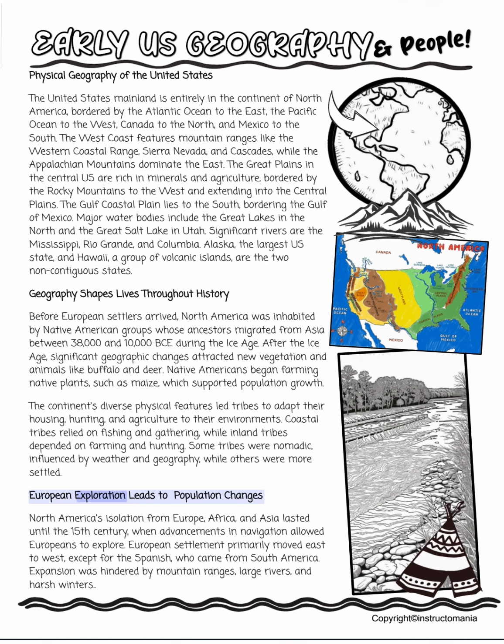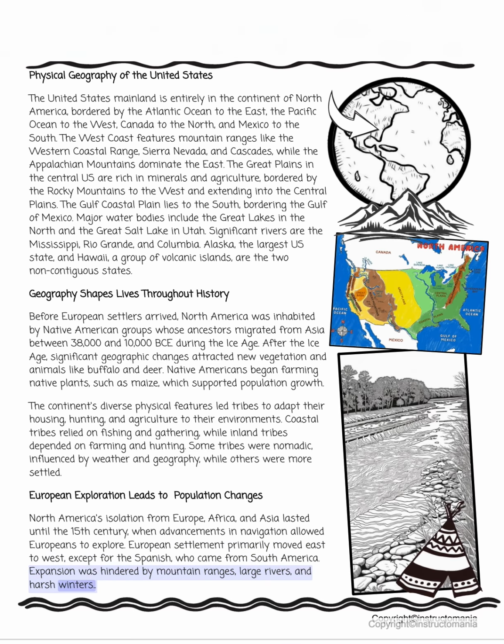European exploration leads to population changes. North America's isolation from Europe, Africa, and Asia lasted until the 15th century, when advancements in navigation allowed Europeans to explore. European settlement primarily moved east to west, except for the Spanish, who came from South America. Expansion was hindered by mountain ranges, large rivers, and harsh winters.